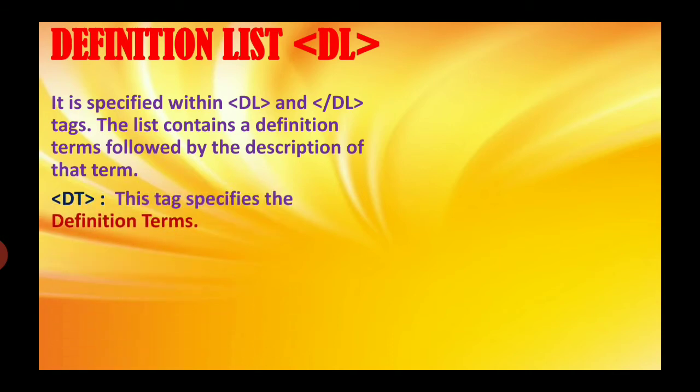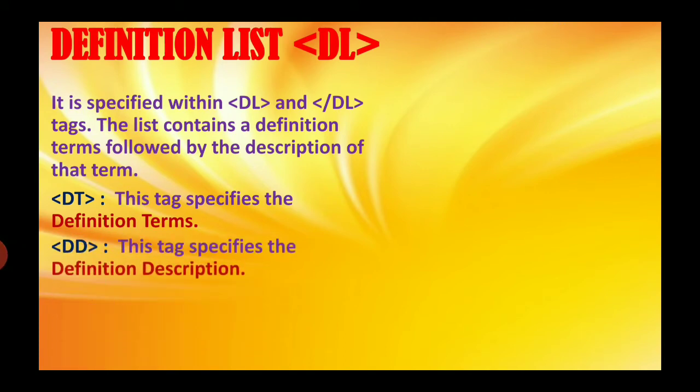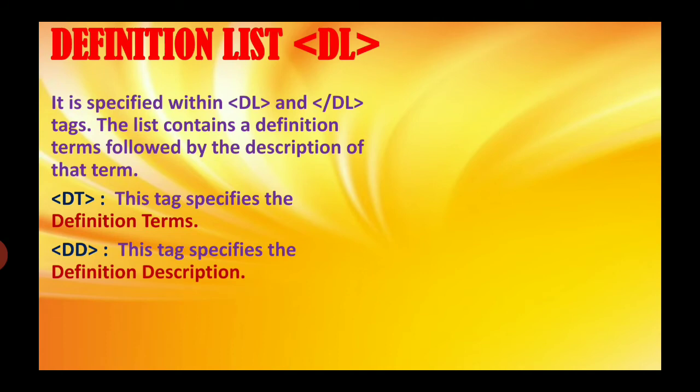DT, this tag specifies the definition term. Now boys, many of you have searched for a particular word. Okay, suppose the term is health. Health is the term. Now what is the meaning of health? That meaning will be written under the DD tag, that is description. This tag specifies the definition of descriptions. So the term will be written first, like health is the term, and the definition of that health will be written in the DD tag. So I'll show you the coding how to do that.